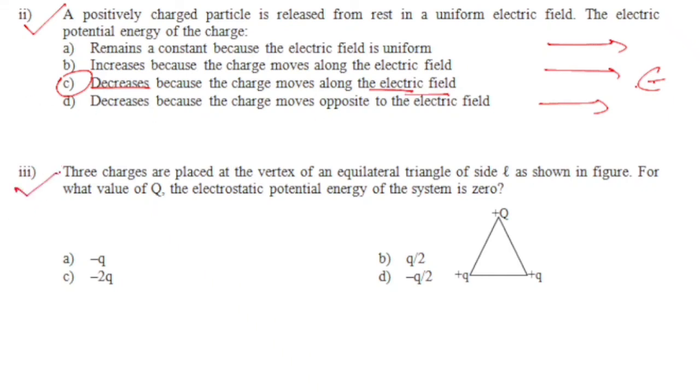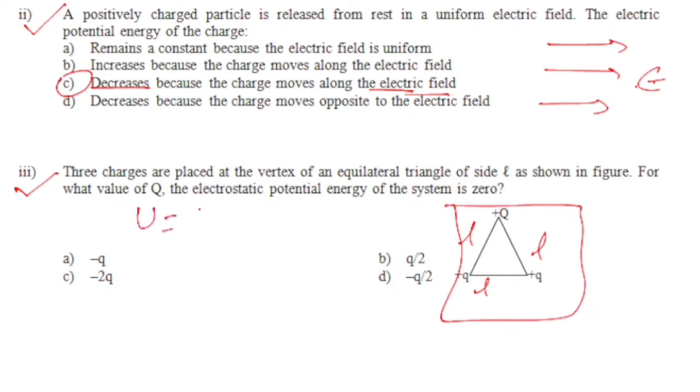Next, question number 3. Three charges are placed at the vertices of an equilateral triangle of side L. These sides are L, L, L, right? Equilateral triangle. For what value of Q is the electrostatic potential energy of the system 0? So first, this is a three-charge system. Whenever there are three charges, what is the net electrostatic potential energy? What is the expression for that one?